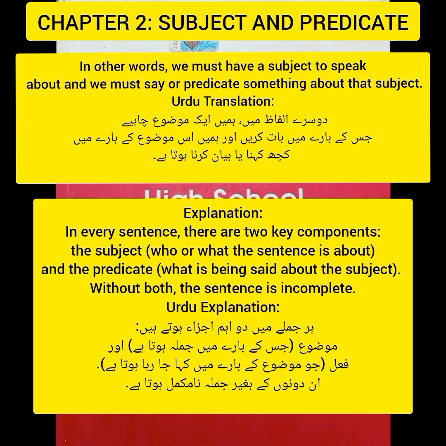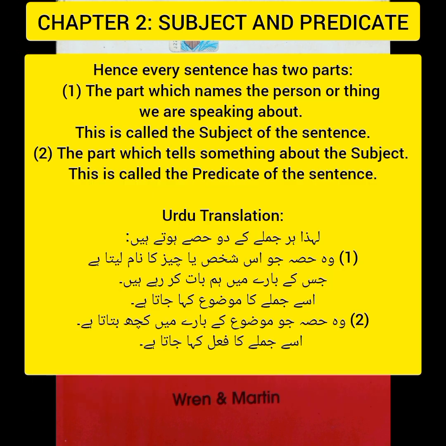Explanation. In every sentence, there are two key components: the subject, who or what the sentence is about, and the predicate, what is being said about the subject. Without both, the sentence is incomplete. Hence, every sentence has two parts. 1. The part which names the person or thing we are speaking about. This is called the subject of the sentence. 2. The part which tells something about the subject. This is called the predicate of the sentence.